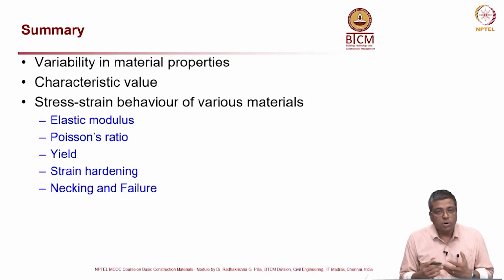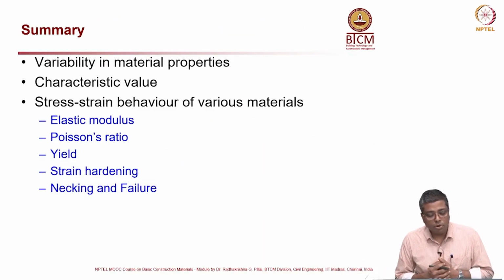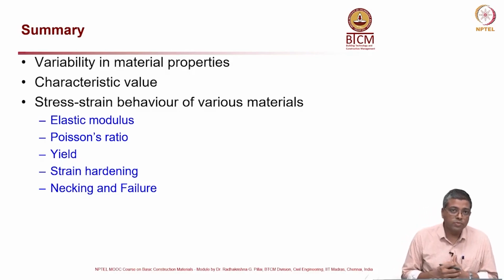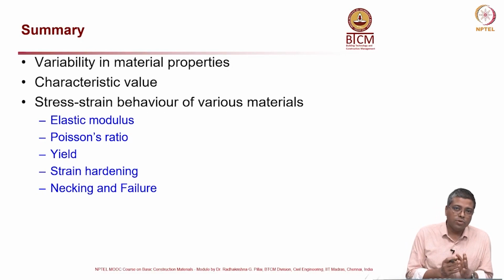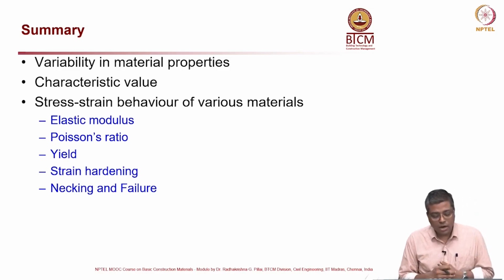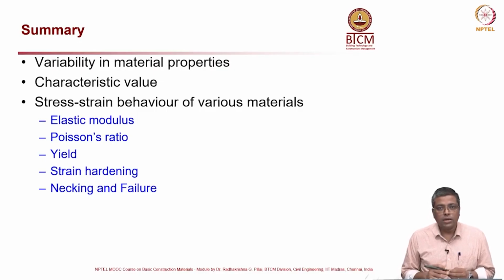Now, to summarize, we looked at variability in material properties, and the characteristic value which is widely used for design purposes. We should not use the average values, but rather a more conservative value, which is the characteristic value. And then we also looked at stress strain behavior and various properties associated with material behavior, like elastic modulus, Poisson's ratio, yield strength, strain hardening, and necking and failure also we discussed. With that, I will close today. Thank you.